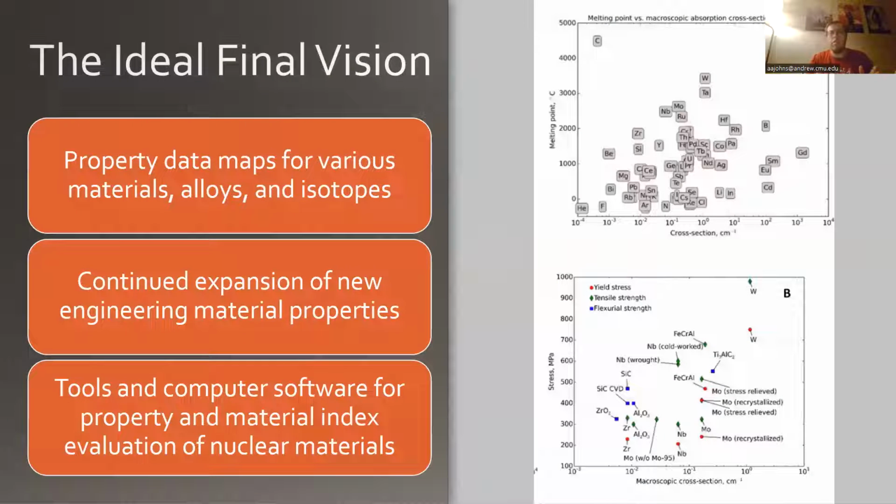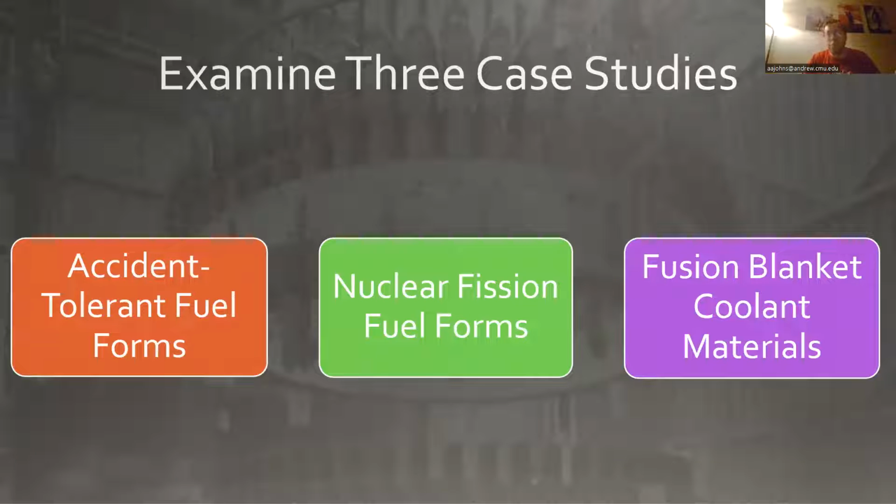So what kind of vision do we actually want to see in this? Well, we'd love to see property data maps for the various materials, alloys, and their isotopes, as you can kind of see on the right here, with continued expansion into new engineering materials, properties, and their alloys, and formulating this into some sort of computer software or tool index for evaluation. So we examined 3 particular case studies: accident-tolerant fuel forms, nuclear fission fuel forms, and fusion blanket coolant materials, and how this type of tool or database could fundamentally work or operate and improve the process.